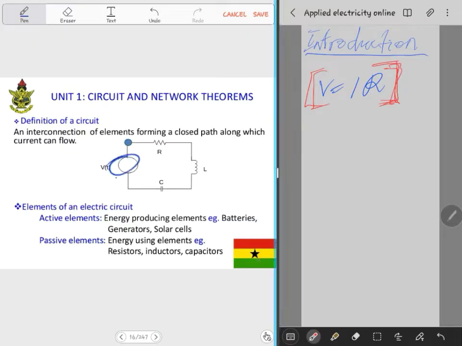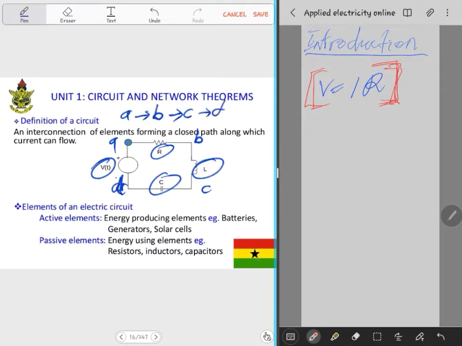So in the circuit, this is a voltage source, V. This is a resistor, this is a capacitor, this is an inductor. It could be any other element, but this is just an example, showing that there's a closed loop. So if I start from here, I can move from here, to here, and come back. This is D. So it will be something like this: A to B to C to D and back to A. And because I follow something like this, I say it's a loop. That's what I'm trying to say.